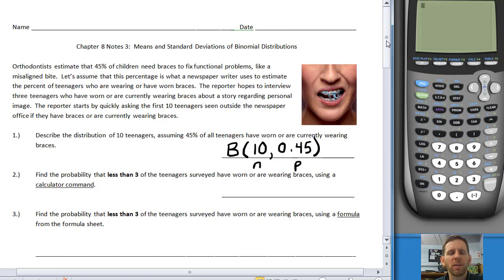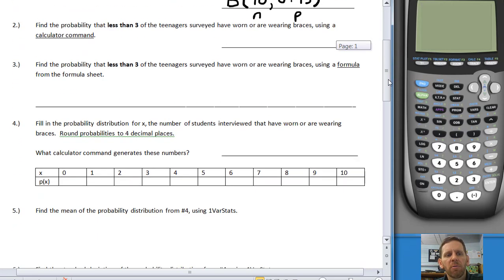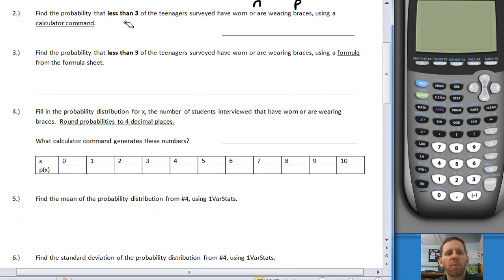So while problem number 1 is kind of new and unique, the rest of the problems here should sound familiar. For example, in problem 2, when you're finding a probability that less than 3 teenagers surveyed have worn or are wearing braces, you might be thinking less than 3 means we're counting down from something. Count down from, CDF. Maybe there's a way we can use a CDF formula here.